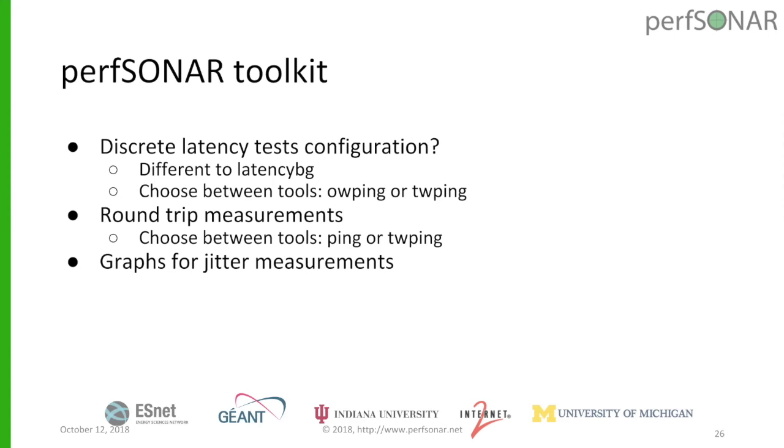And also being able to choose, when you configure round trip measurements in the perfSONAR toolkit, the only tool available there at the moment is ping, but it would be nice to be able to choose TWPing instead of ping, and at that time we would have a very good support of TWAMP inside perfSONAR. So these are the things that we're looking at in a future version of perfSONAR.